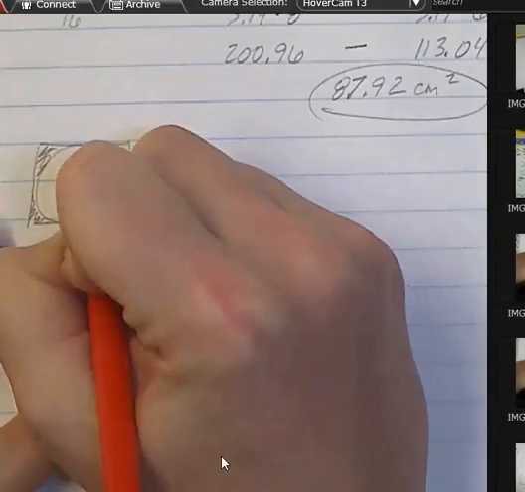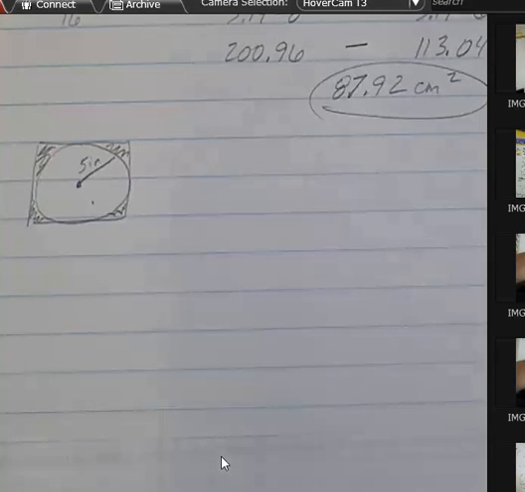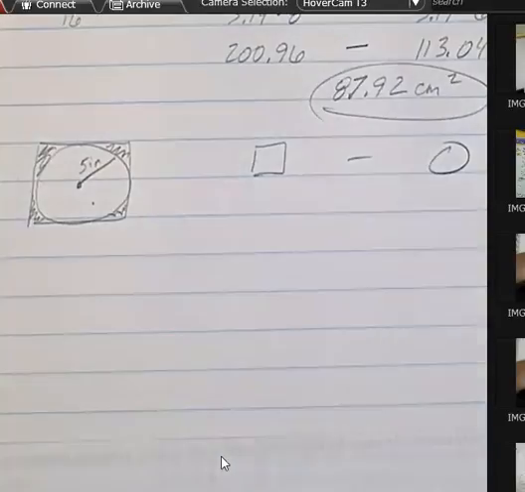Wait a minute. Which one take away which one? Is it circle take away square or square take away circle? Someone besides Raven who's rocking it out today, tell me which order and why. So, who's got their hand up? Sharon, haven't talked too much today. Which one goes, which one? Why is it the square take away the circle? Yes. Because you're going to find out the big one and take away the little one.